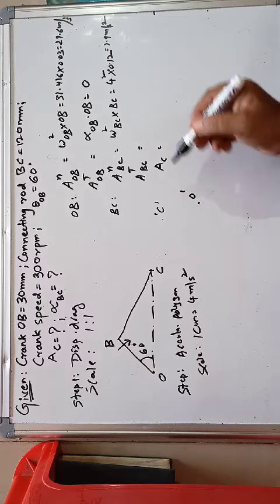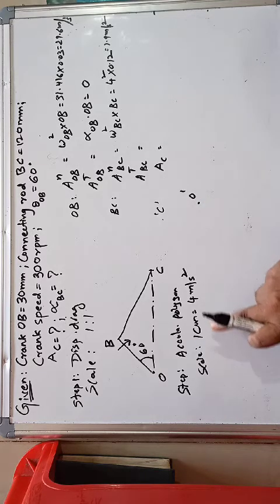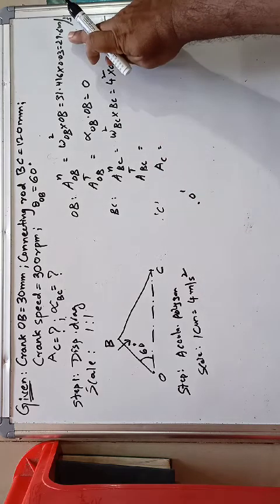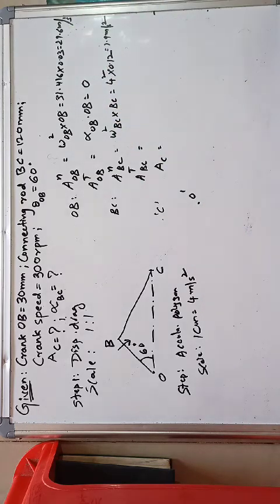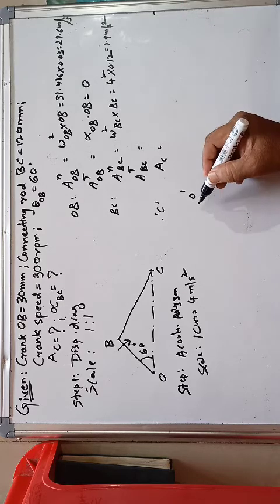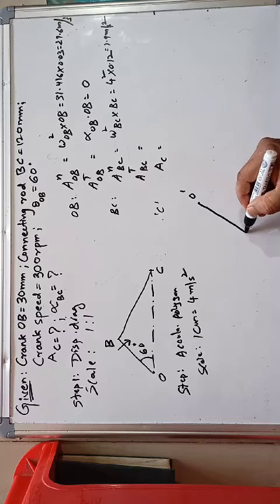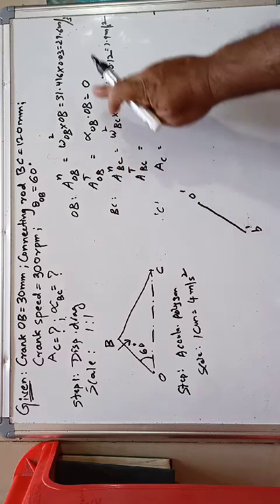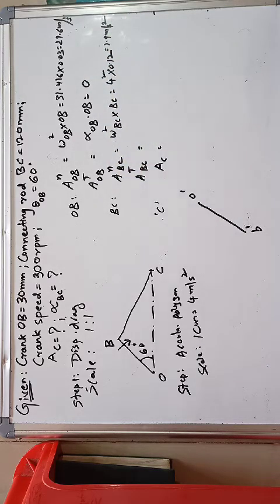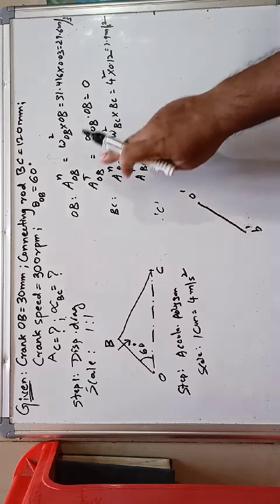From O dash, I will draw the line whose length is, because the scale is 4 meters per second square, 29.6 divided by 4, approximately 7.4 centimeters. So you are going to get this value. This is B dash, and the tangential component is 0. Therefore, I have drawn O dash B dash. Next, I am going to draw the normal component of the link BC. The link BC is here. How will this normal component act?